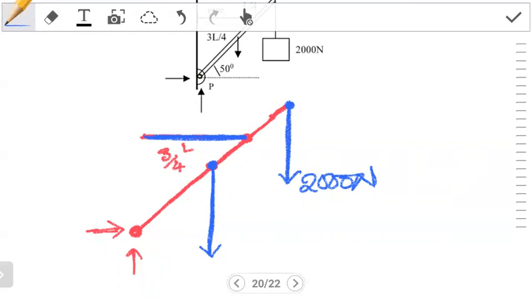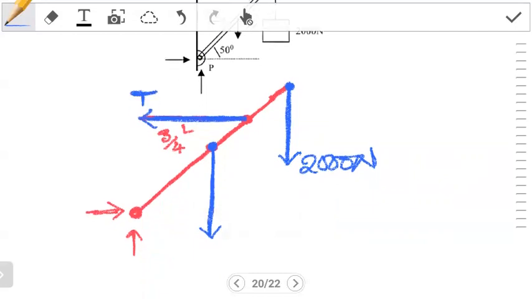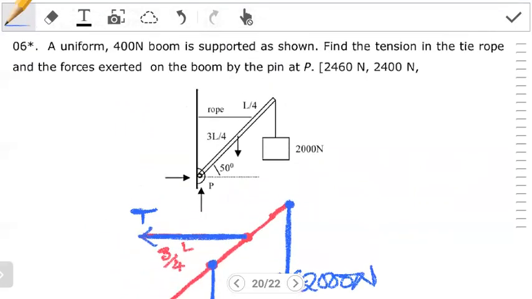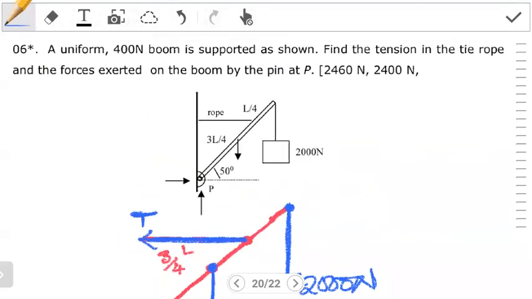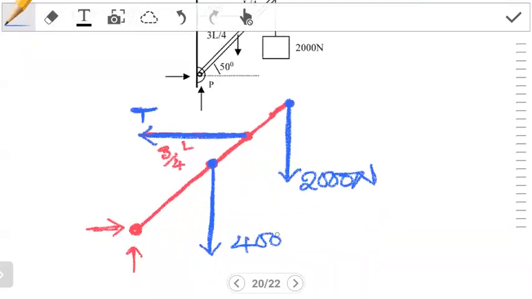Now what they want us to find, in the first case, is the tension through this rope. We can label this as T, since that's our tension. That's what we want to find. The weight of the beam is given as 400 newtons. So this is 400 newtons.